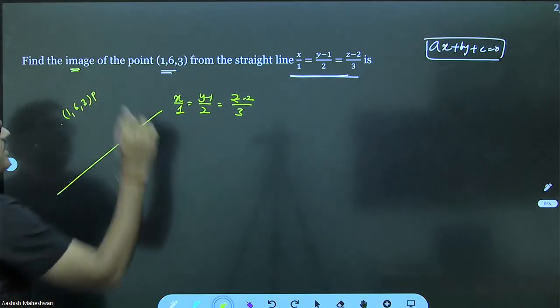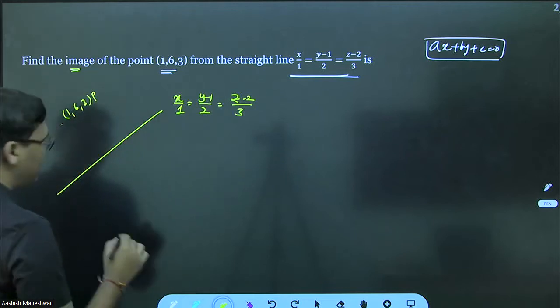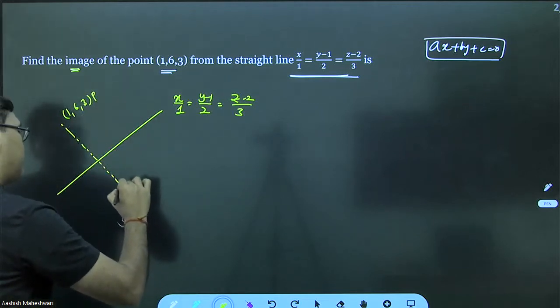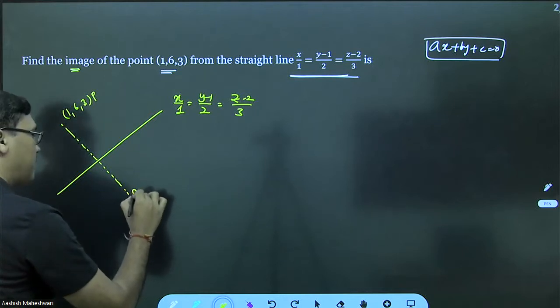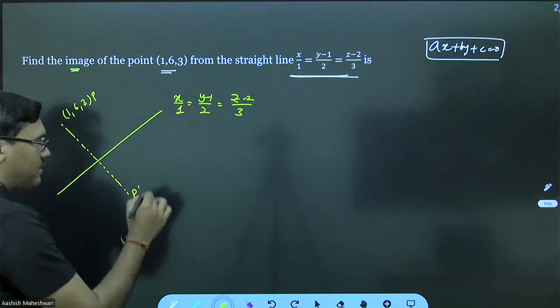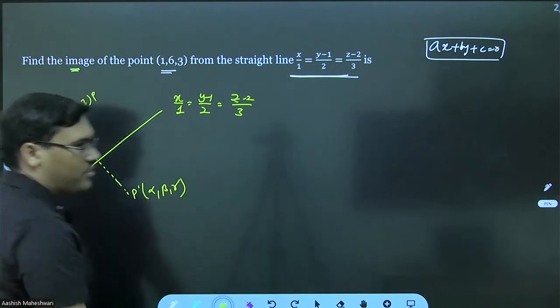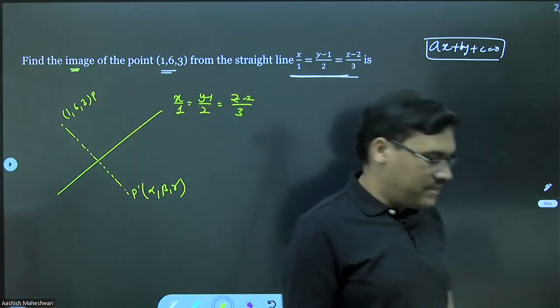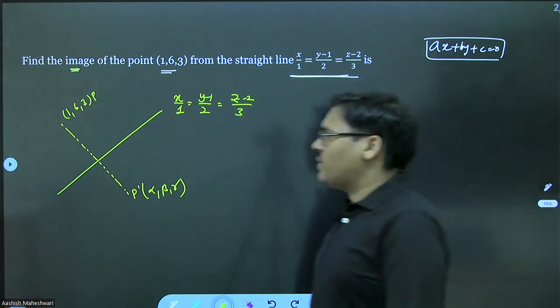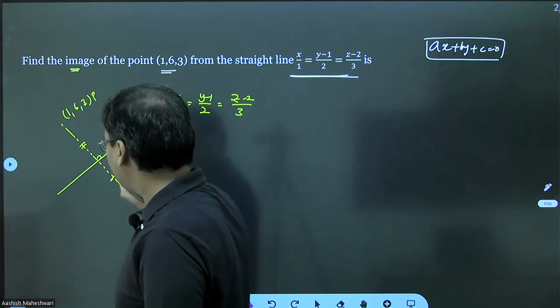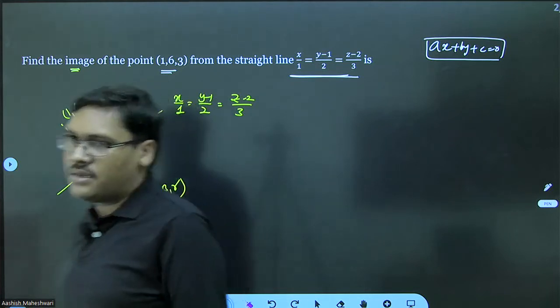Let's say this is point P, and we have to find the image. So it will be something like this. This is P dash, which you have to find, let's say with coordinates alpha, beta, gamma. You have to find alpha, beta, gamma. Now see, if you have this question, you know the concept of image. This is the midpoint, correct? And this will be perpendicular, right?